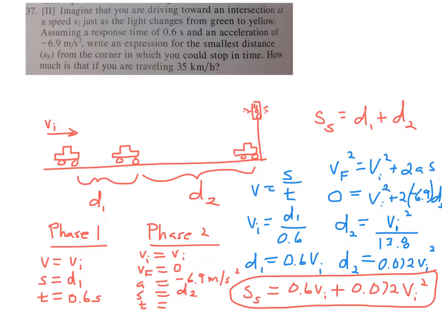And then for part B, where it says if your initial speed is 35 kilometers per hour, I would convert that into meters per second. I won't do that right now. Convert that to meters per second, and then plug it into that equation that I have at the bottom to get your stopping distance for any given initial velocity, because everything that I did is in terms of standard units, meters and seconds, not kilometers and hours. So that's problem 37.